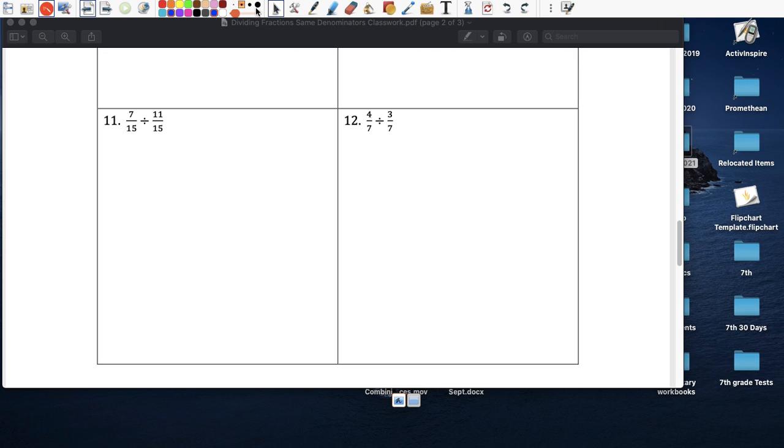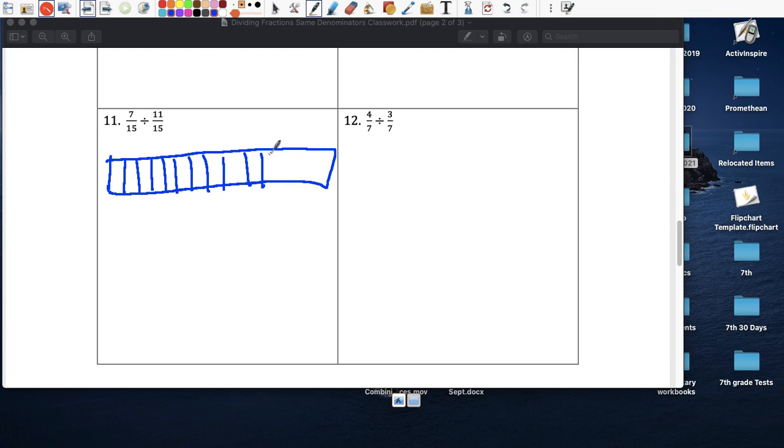7 over 15. Why do I pick big numbers like this? All right, so let's draw 15. 1, 2, 3, 4, 5, 6, 7, 8, 9, 10, 11, 12, 13, 14, 15. Okay, so there should be 15 pieces.